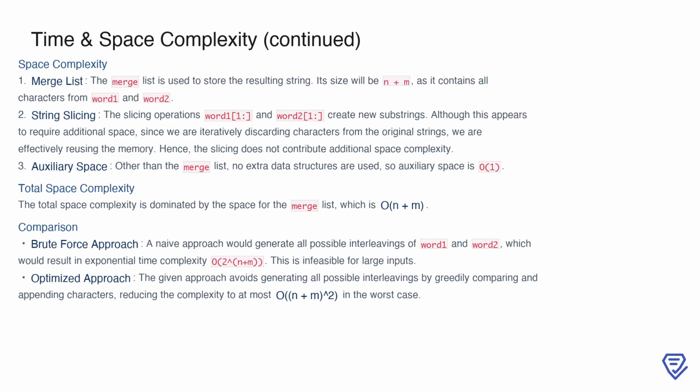Now let's consider the space complexity. The primary contributor is the merge list, which will eventually hold all the characters from word 1 and word 2, resulting in a size of n plus m. Regarding the slicing operations, while word 1 and word 2 slices may seem to create new substrings, the memory used for the discarded portions is effectively reused, meaning these operations do not add to the space complexity. No additional data structures are introduced, so the auxiliary space required is O(1). Therefore, the total space complexity is determined by the size of the merge list, which is O(n plus m).